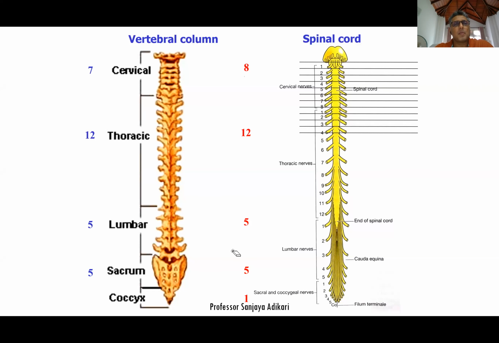Then, there's something that I want to tell you about spinal nerves and spinal segments. Even though you see the spinal nerves coming out, 8, 12, 5, 5, 1, if you look at the spinal cord, you don't see the spinal segments as such. You will have to imagine the spinal segments like this. Based on the spinal nerves that are coming out, you can arbitrarily decide the spinal segments, because each spinal nerve comes out from a spinal segment.